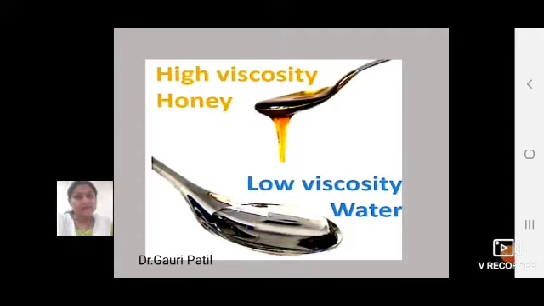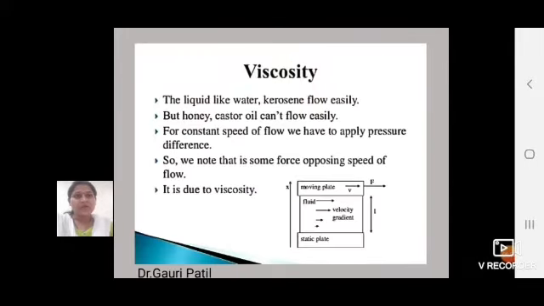Students, as we know, viscosity is the characteristic of a flowing liquid which opposes the relative motion between the adjacent layers of the fluid. When we compare the viscosity of water and honey, honey has the highest viscosity as compared to water, which means water has a low viscosity. Water and kerosene flow easily because they have low viscosity, but honey and castor oil can't flow easily because they have high viscosity.